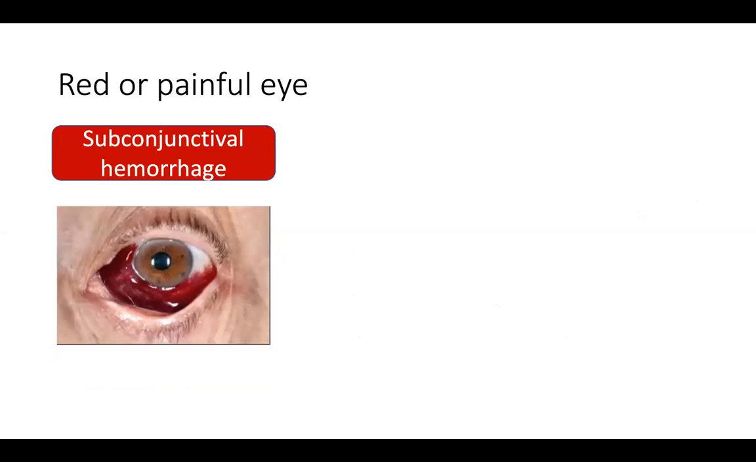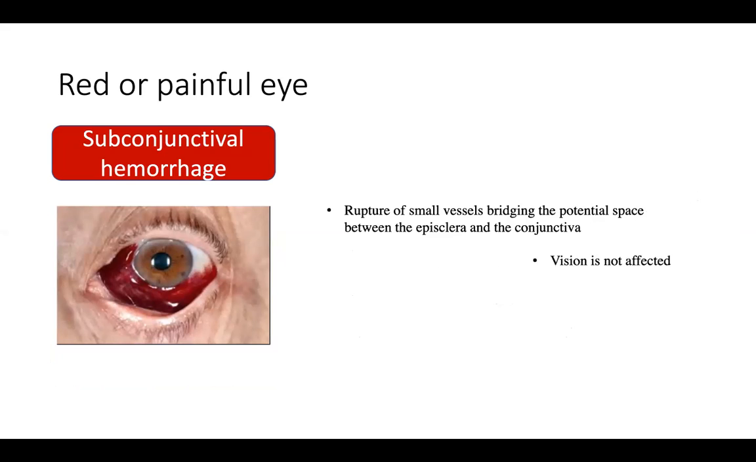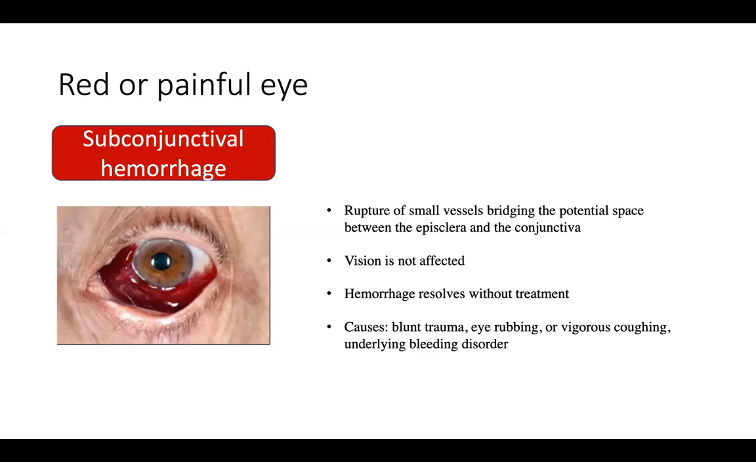Subconjunctival hemorrhage results from rupture of small vessels bridging the potential space between episclera and conjunctiva. Blood dissecting into this space can produce a spectacular red eye, but vision is not affected, and the hemorrhage resolves without treatment. It may be spontaneous or it may be due to blunt trauma, eye rubbing, or vigorous coughing. Occasionally, it is a clue to an underlying blood disorder.